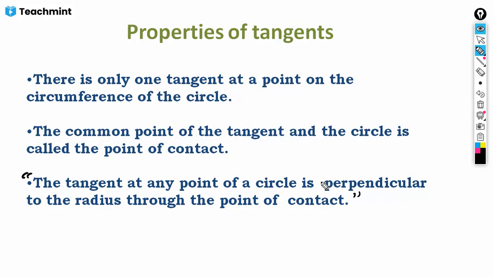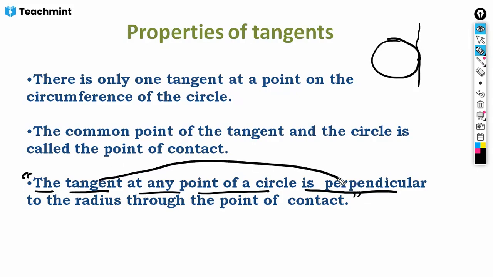So here I will tell you its statement. What it states is that the tangent at any point on the circle is perpendicular to the radius. Where does the radius come from? Who will tell? Very good, you are alert. See, it comes from the center.